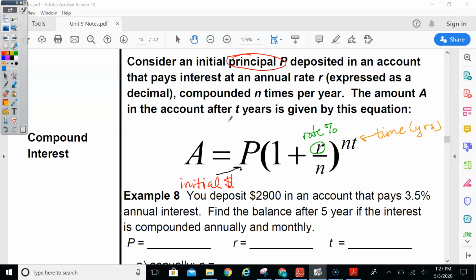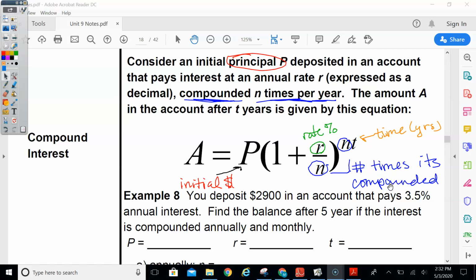The only difference is that these have n's. You're going to have an n in the denominator and an n in the exponent. This stands for the number of times it's compounded in a year. Compounded means how often the bank takes your money, multiplies it by the interest rate, and adds to your account.